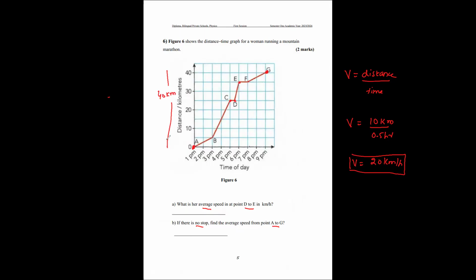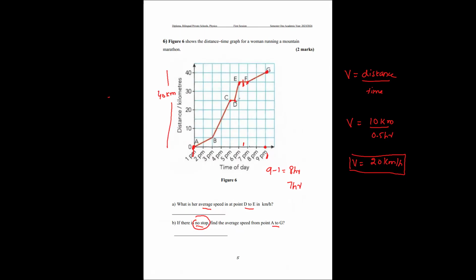Okay. Now we have to find the time. How much time was there? Okay. So remember one thing, our final time is 9 p.m. Initial time is 1 p.m. So what is the difference between 9 and 1? It means that 9 minus 1 is actually 8 hour. If the stop is included, it is 8 hour. But if no stop is here, remember one thing, from E to F, we have 1 hour stop. So we have to remove 1 hour from here. So it will be equal to 7 hours.